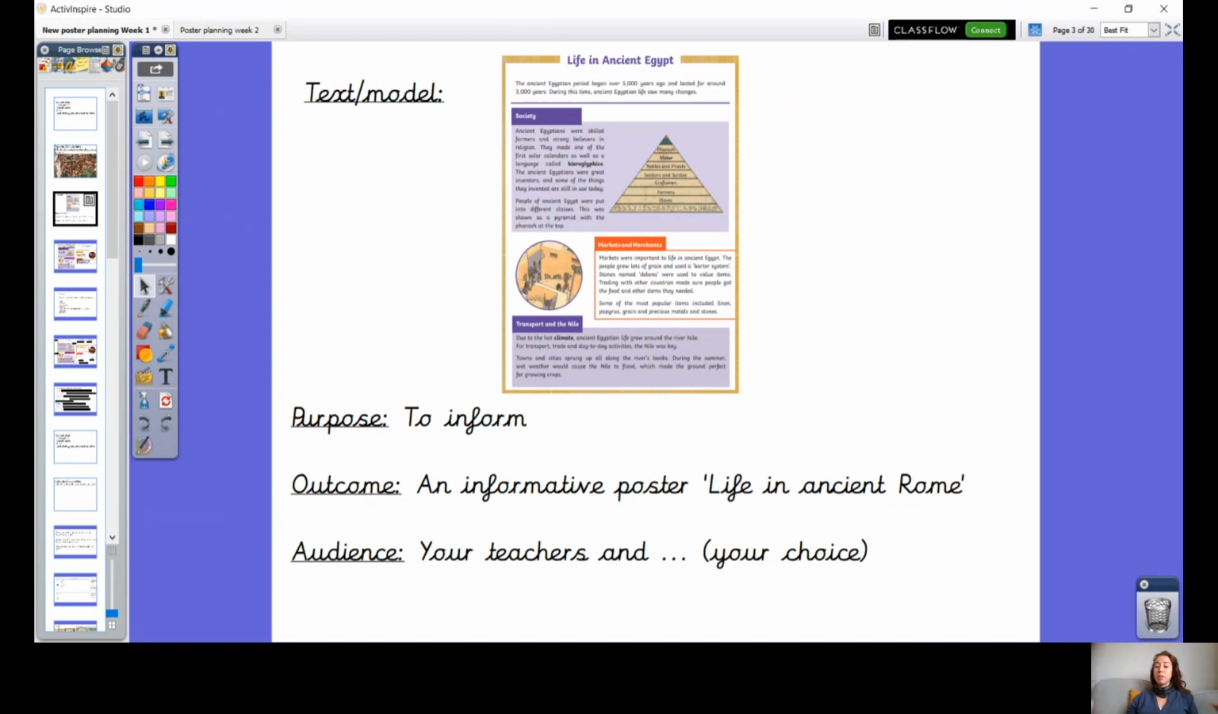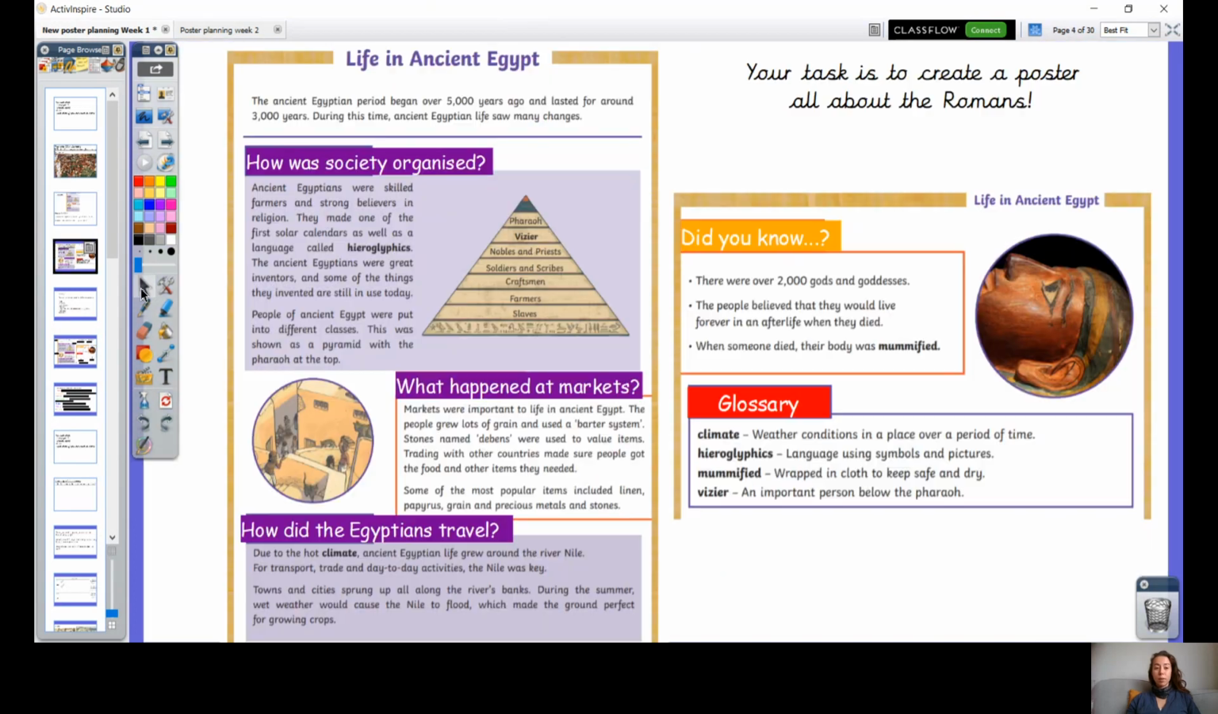The outcome is going to be an informative poster, and rather than writing about life in ancient Egypt, which is what our model is showing us, we're going to be writing about life in ancient Rome. So your audience is going to be your teachers and someone of your choice. A bit like last time, you choose someone you'd like to share your poster with at the end of the next 2 weeks. So we're going to be focusing our next piece, which is the poster, on 2 weeks' worth of writing. So let's have a look at our model.